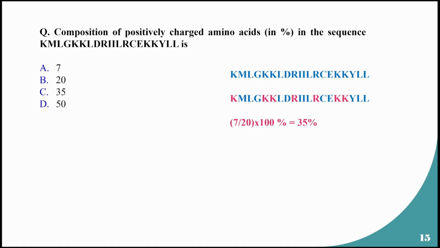Okay. So if you are given any sort of question, just calculate the length of the entire sequence, calculate how many of the specified type of amino acid are present in this particular sequence. In this case, positively charged. It could have been negatively charged also, right? And then you just divide the number of the specified amino acids by the entire length, multiplied by 100. You will get the percentage composition. So in this case, it would be 35%.